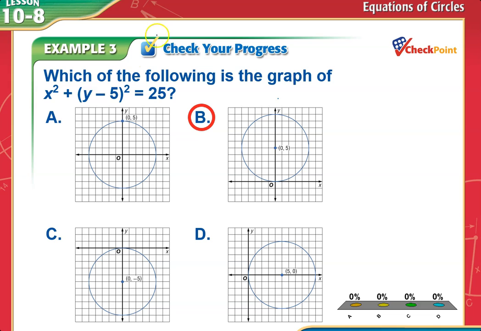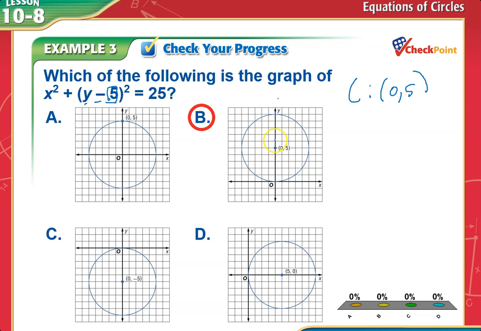Now, how do we know? Well, since the x is just x, it doesn't say x minus anything, then the h must be 0. So we have a center of 0, comma something. And this reads y minus k, so k must be 5. So my center must be at (0, 5). Which one of these is centered at (0, 5)? It looks like only B.